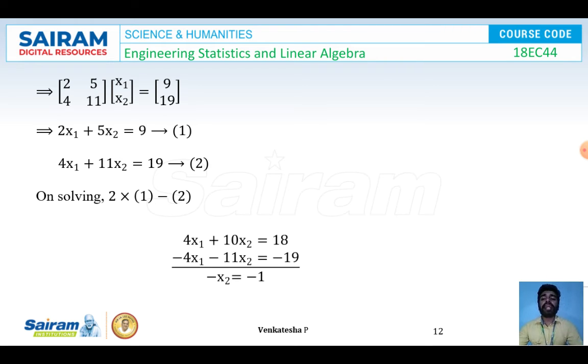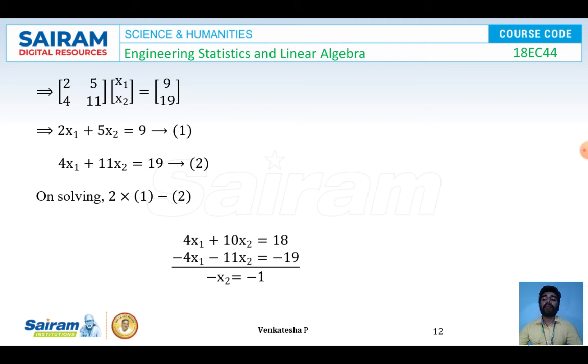Now, expanding this, Ax is equal to B, we got two equations in two unknowns. That is 2x1 plus 5x2 is equal to 9. Call this equation number 1. 4x1 plus 11x2 is equal to 19. Call this equation number 2. Now I'm going to solve these two equations to find the values of x1 and x2.